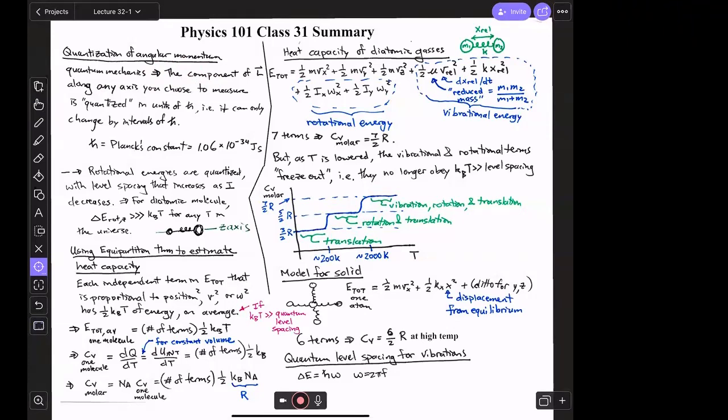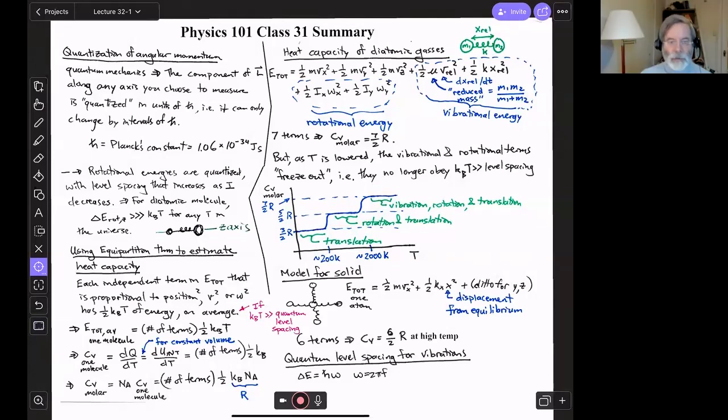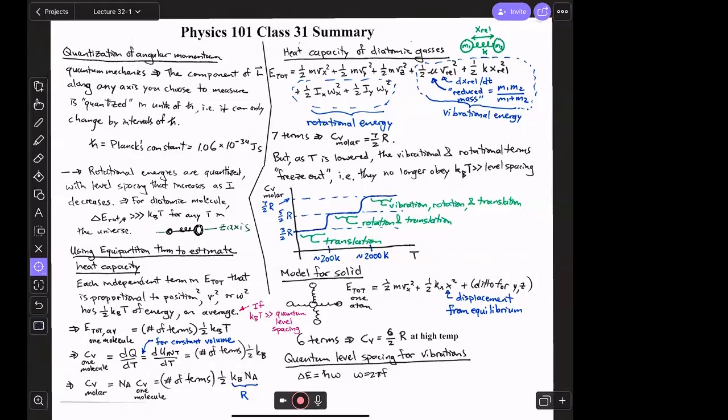In particular, that means for a diatomic molecule, where the moment of inertia for rotations around the symmetry axis of the molecule is really tiny, the quantum level spacing is gigantic, which means that effectively you're always in the ground state for those rotations, and that rotational kinetic energy doesn't contribute to the heat capacity.